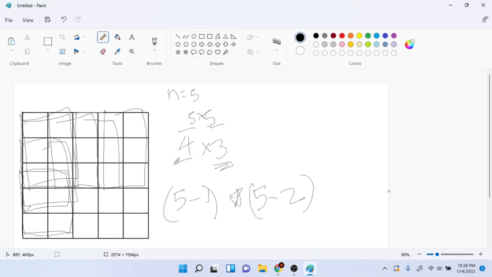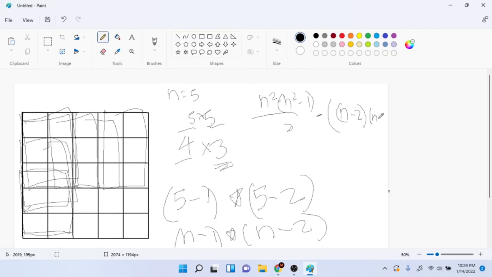So then now let's replace our 5 with n, so it's just going to be n minus 1 times n minus 2. Okay? Easy. So now in the end, the total equation would just be n squared times n squared minus 1 over 2, right? Minus, here it will be n minus 2 times n minus 1 plus n minus 1 times n minus 2.